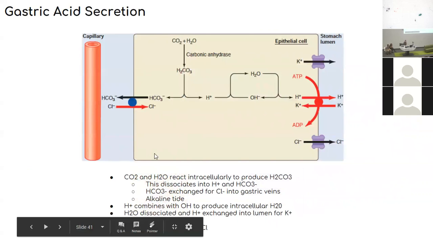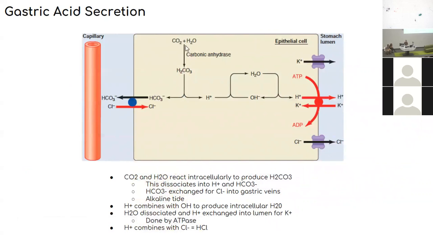Just going into the gastric acid secretion itself. So we have our carbon dioxide and our water combine to form carbonic acid, and then that will dissociate into our hydrogen and our bicarbonate ion. Bicarbonate ion will be exchanged with chloride on the basolateral surface of the parietal cells. This means when you've got all this bicarbonate sitting in the blood supply, it'll create this alkaline tide. Then the chloride, when that's been brought in, will go down a concentration gradient into the lumen of the stomach.